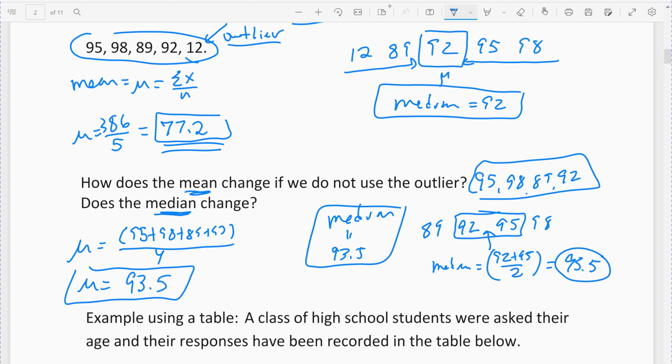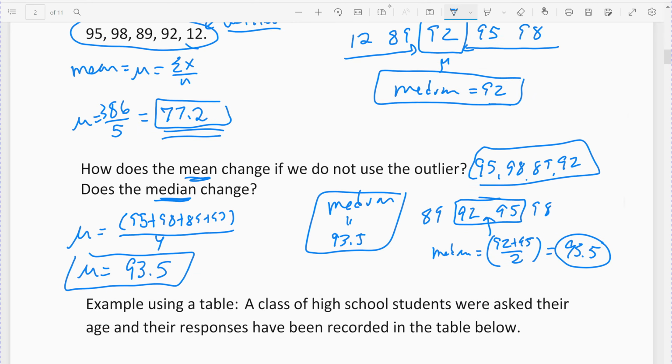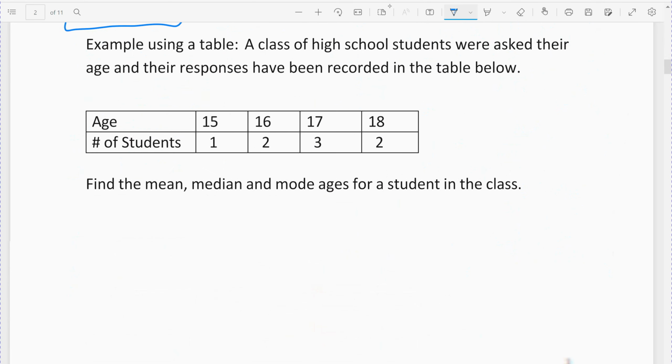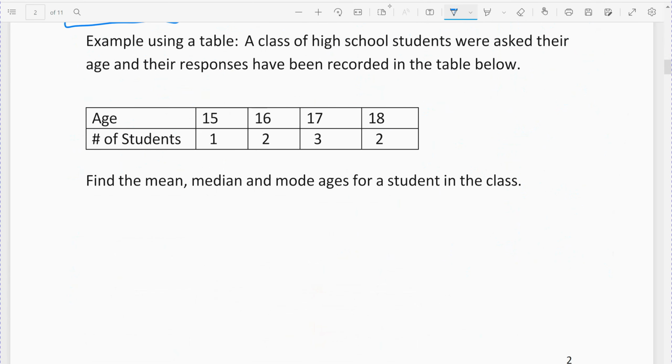All right. It did change the median, but it didn't change the median by much, right? The previous median was 92. When we dropped the outlier, it became 93.5. So again, the median in this case was the better tell, because the outlier really affects the average. All right. Well, what if we want to find average, mean, median, and mode?